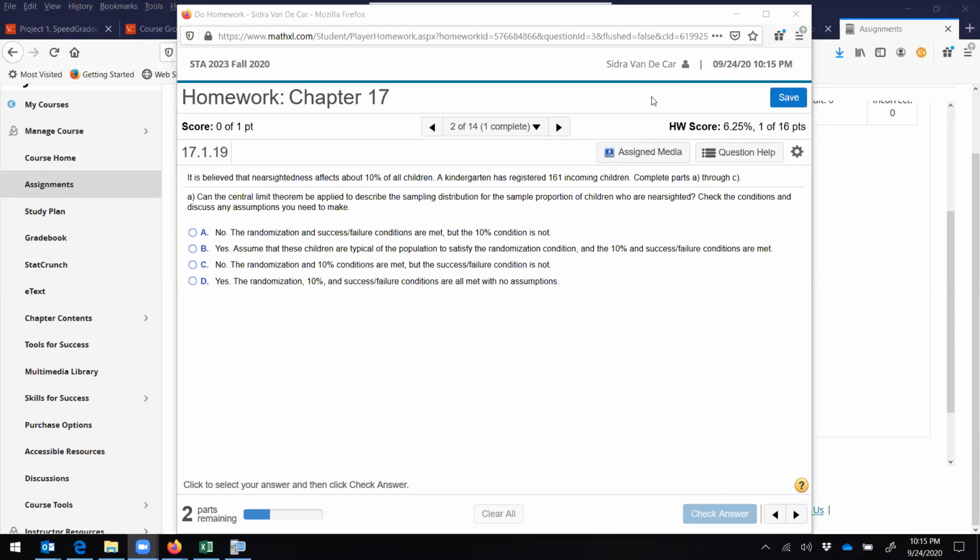All right. It is believed that nearsightedness affects about 10% of all children. A kindergarten has registered 161 incoming children. Complete parts A through C. Can the central limit theorem be applied to describe the sampling distribution for the sample proportion of children who are nearsighted? All right, we have 161 incoming children. That's not going to be random, so we're not meeting that condition.